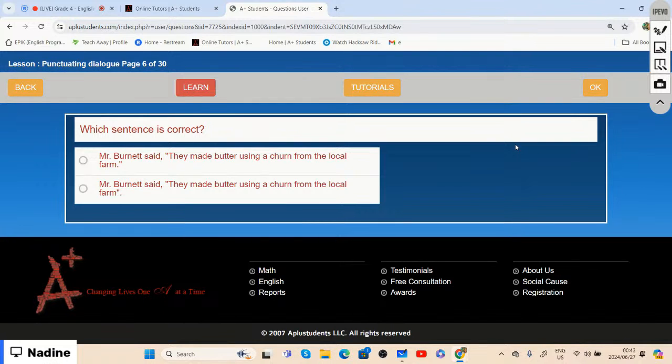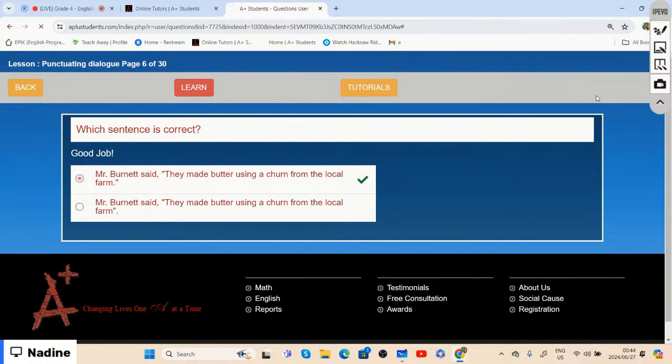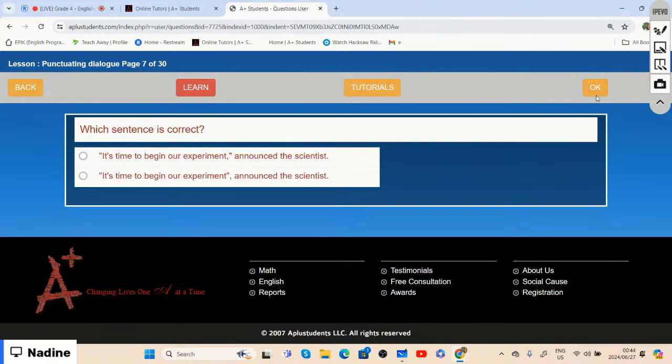So we need to choose the correct one. Is it option one or option two? And if we were to choose the correct option, then the correct one is option one, because remember your end mark needs to be inside of the quotation mark, not outside, right? All right. Let's go into the next one.